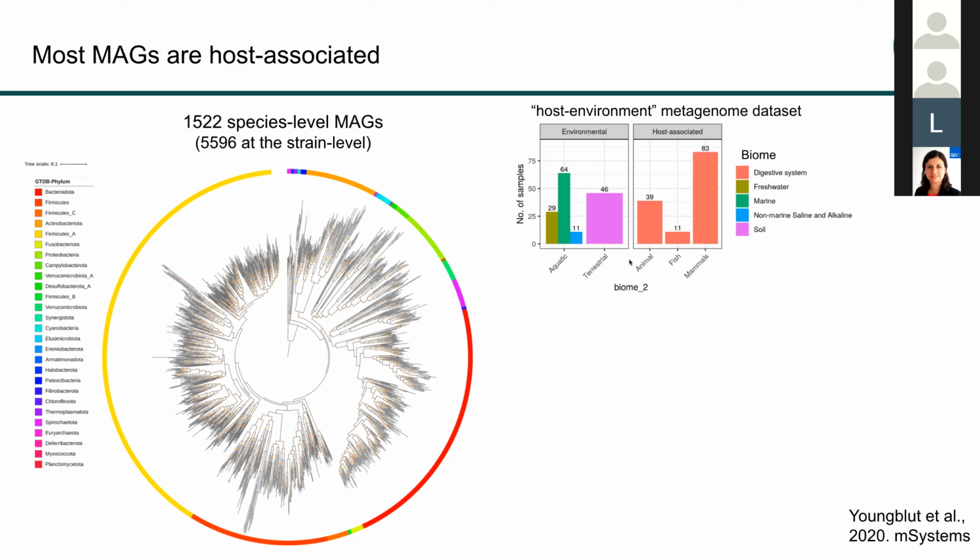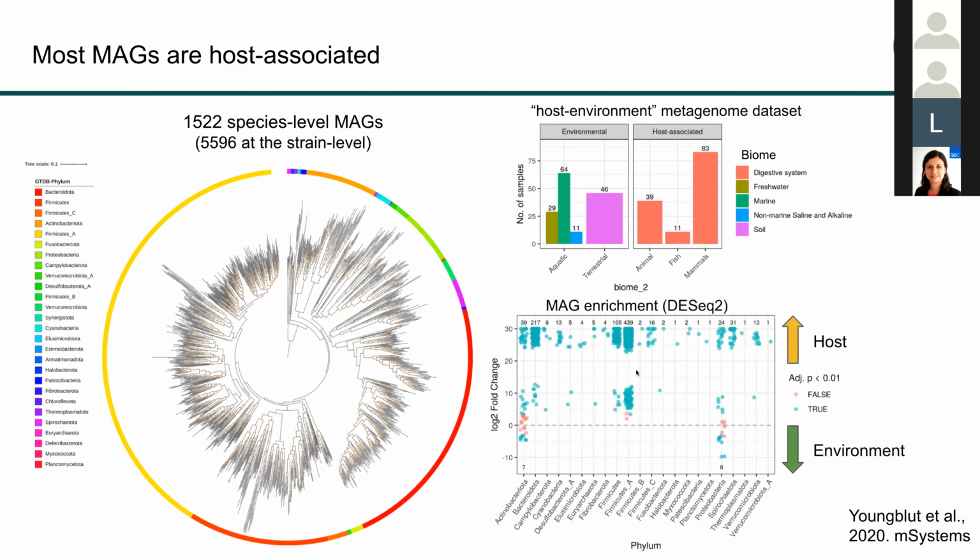So to do this, we collected a publicly available collection of metagenomes, both from environmental sources and host associated. And then we determined the abundance of each of these species in terms of these metagenomes to determine which are host associated versus which are environmental. And we look for enrichment using the standard approach of DESeq2. So this is just assessing which ones are host associated and environmental.